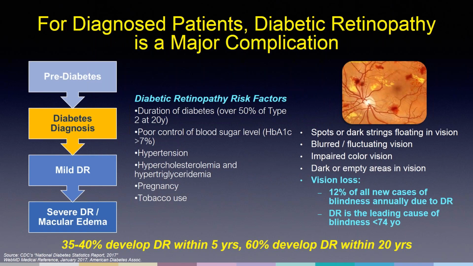Now, we all know how devastating diabetic retinopathy can be on the eye. Those people who develop retinopathy have a much higher risk of developing macular edema, vitreous hemorrhage, loss of vision. In fact, as far as vision loss goes, 12% of all new cases of blindness annually in the United States are due to diabetic retinopathy, and it's the leading cause of blindness in patients less than 75 years of age. So this is something we'd like to prevent if possible.